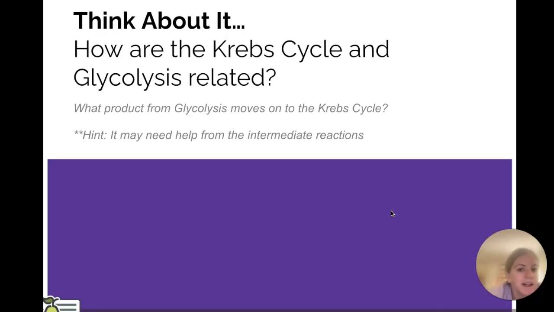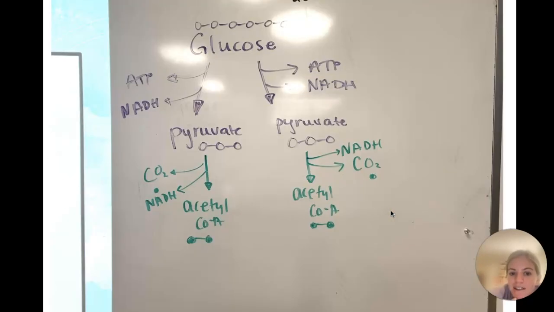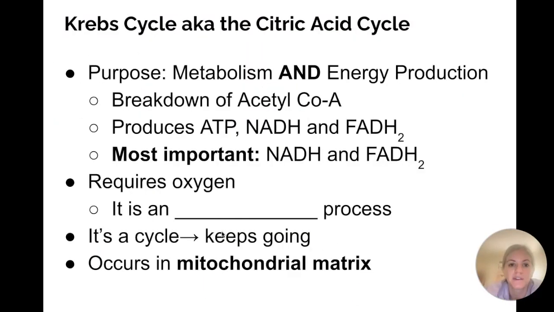So if you think about it, how are the Krebs cycle and glycolysis related? What product from glycolysis moves on to the Krebs cycle? And maybe you want to take a look and think about your intermediate reactions. If you guessed pyruvate, you're right, because the pyruvate from glycolysis gets used to make acetyl-CoA, which is going to be the start of the Krebs cycle.